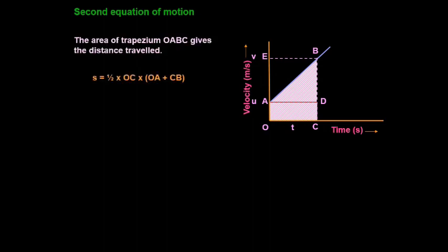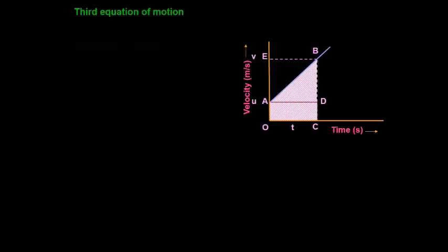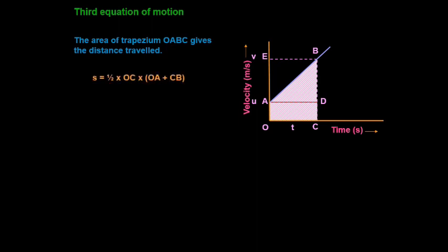And the second equation is from the area. Area of the trapezium is half into the sum of the parallel sides, OA plus CB, into the distance between the two parallel sides, that is OC. Putting the values, you'll be getting s is equal to ut plus half at square.